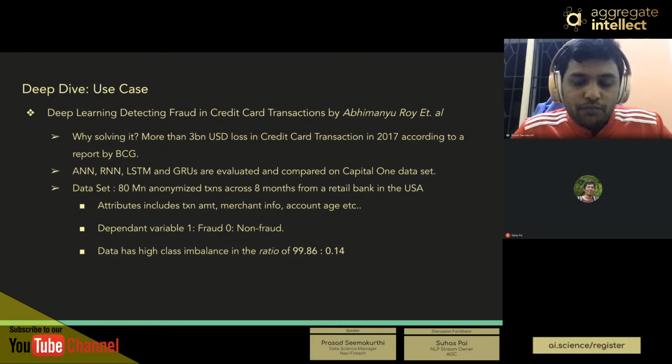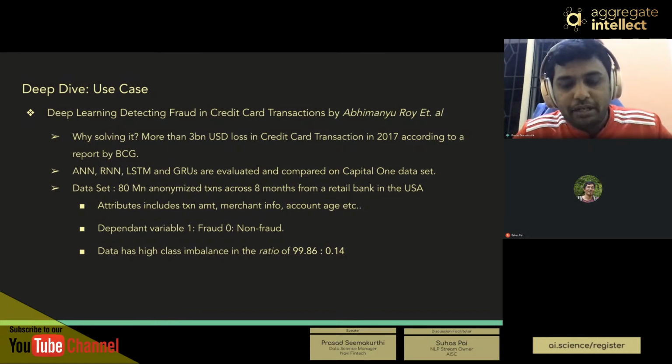So the authors have compared four different deep learning architectures, and they've trained them on a real-world data set provided by Capital One. The data set contains 80 million anonymized transactions over a period of 8 months from Capital One. Some of the attributes include transaction amount, merchant information, like where the transaction happened, the time of the transaction, etc. And also the account age. What it means is how long the person has been a customer of Capital One Bank. The output variable is whether a transaction is classified as fraud or non-fraud.